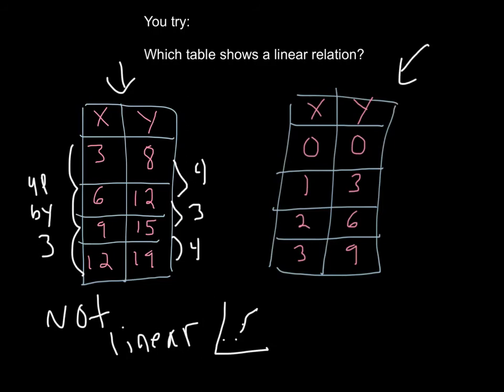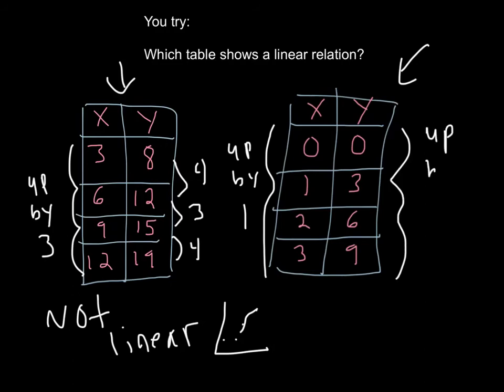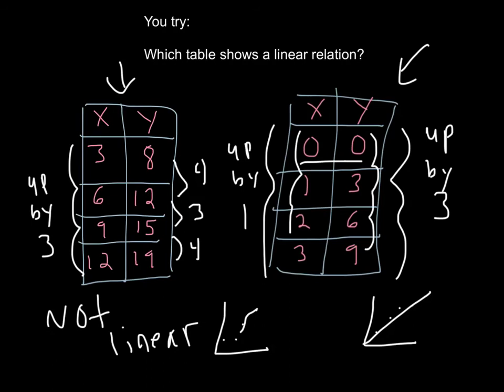Let's look at our second one now. Well, this side, 0, 1, 2, 3, 4, it's up by 1. This side, 0 to 3 to 6 to 9, up by 3. So both sides have a pattern that I can predict. So when I plot that on a graph, it would actually be a straight line. And then I know I've got a linear equation. So you can just tell by looking at this one. Because 0 to 3 to 6 to 9 is consistent, 1, 2, 3, 4 is consistent, you know it's going to be a linear equation because it's a nice pattern there.